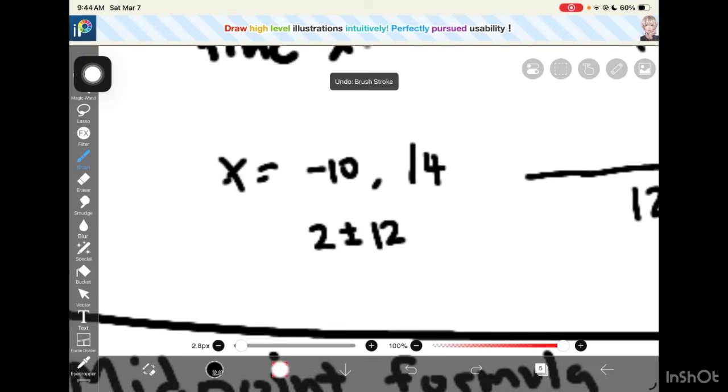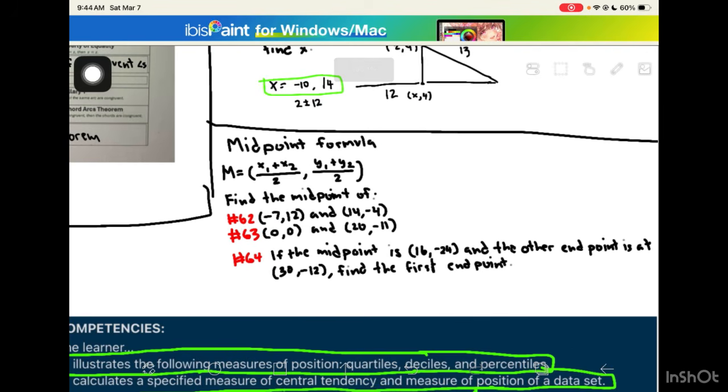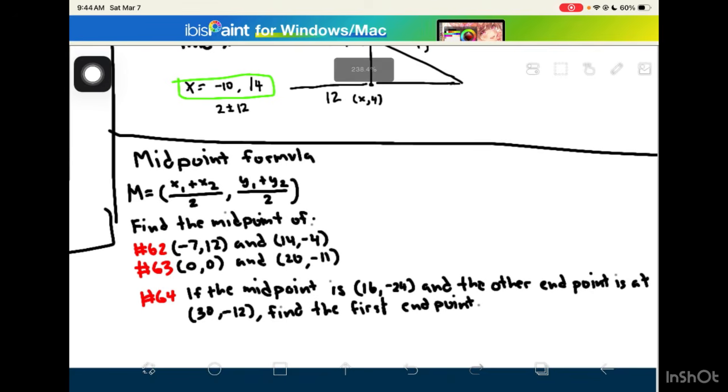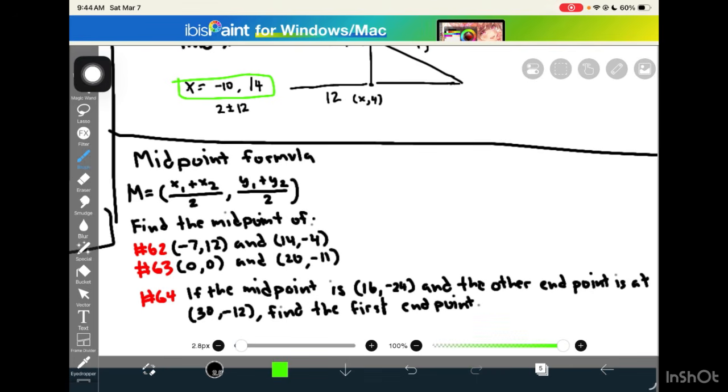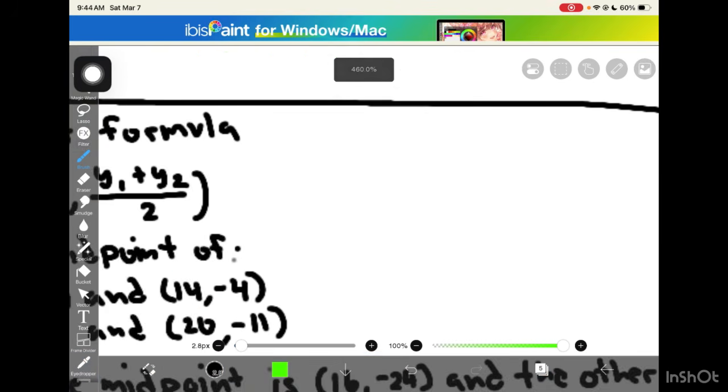Okay, my apologies for that. It's going to be this one. Okay, the midpoint formula is pretty simple as well. You just have to substitute again, and there are no square roots to mess us up. It's just addition. So let's try this one, number 62.